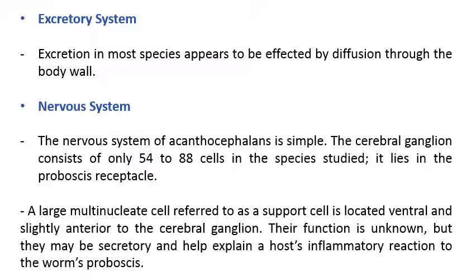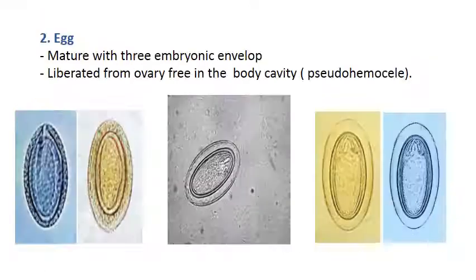The cerebral ganglia consist of only 54 to 88 cells in the species studied. It lies in the proboscis receptacle, and there is a large multinucleate cell called a support cell, located ventral and slightly anterior to the cerebral ganglion. Their function is unknown, but they may be secretory and help explain a host's inflammatory reaction to the worm's proboscis.